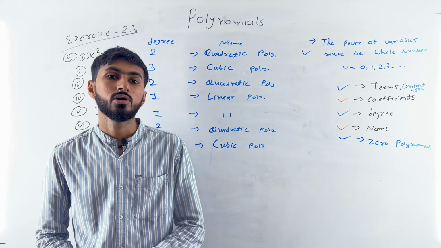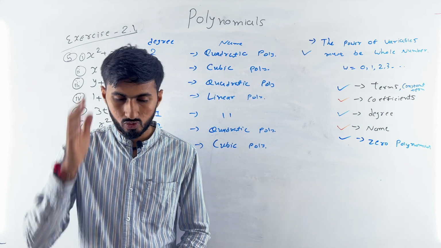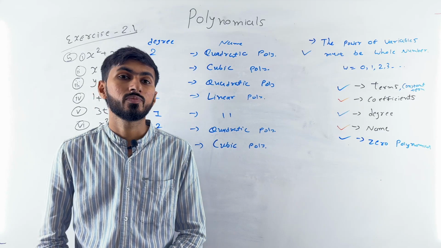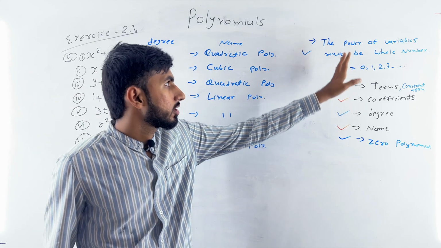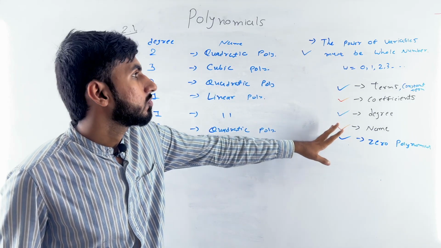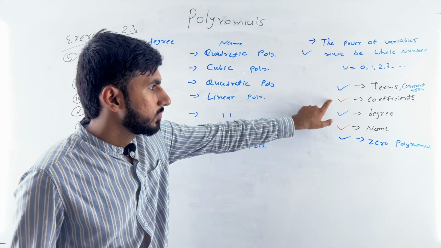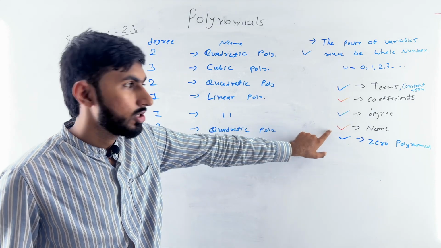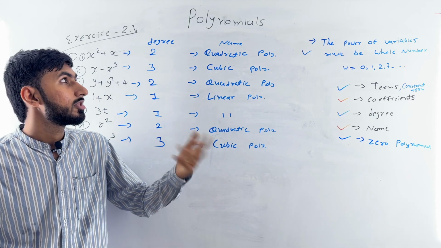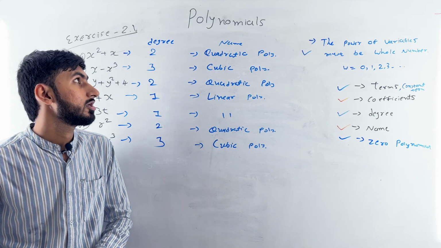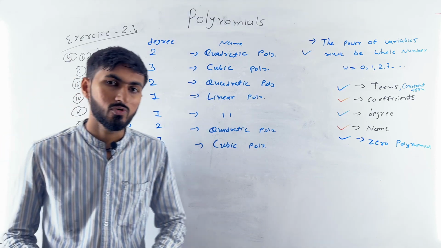So this is our exercise number 2.1 that we have learned completely. Now we will move on to other concepts in the second video. So watch this video properly and remember all these concepts: how to identify a polynomial, what are terms, what is a constant term, what is a coefficient, what is degree, how to name the polynomial, what is a 0 polynomial and what is the degree of a 0 polynomial, right? In the next lecture we will see the generalized form of a polynomial, we will see some identities, right? So thank you for watching this video.